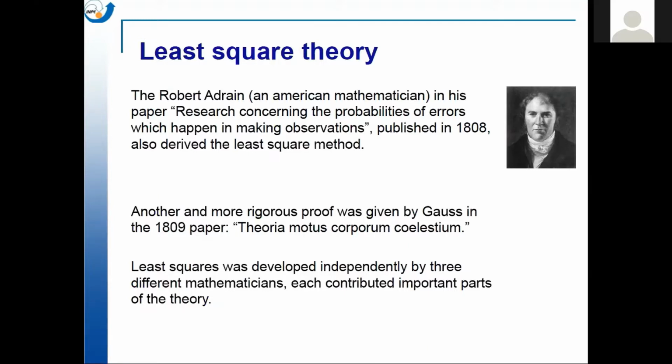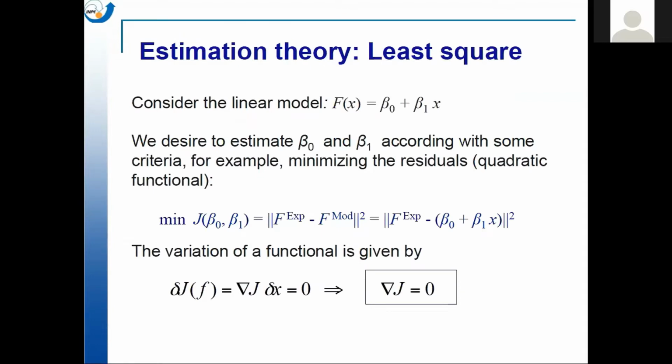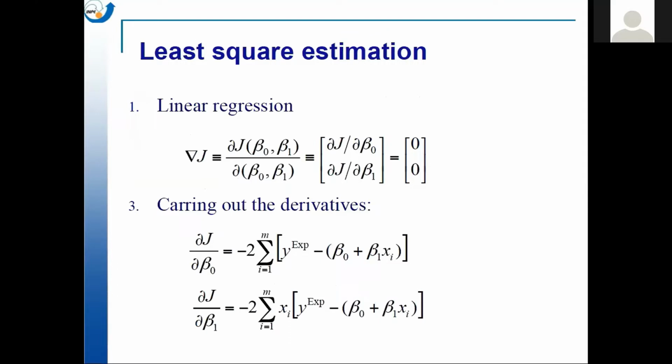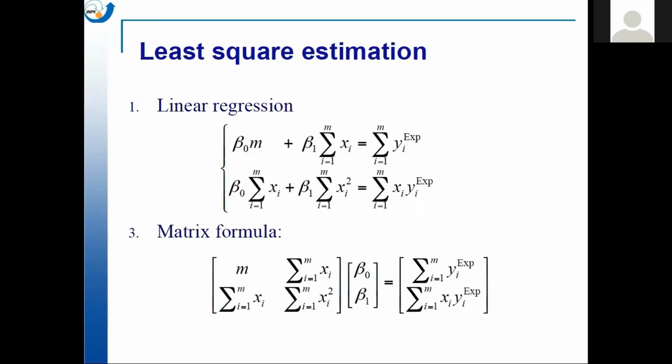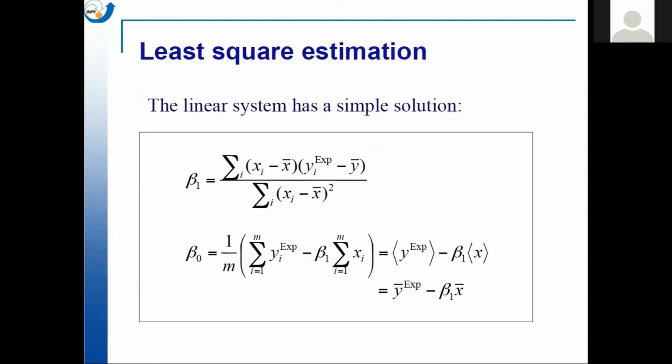And least squares was developed independently by different mathematicians, and each mathematician contributed to different parts of the theory. Okay, and so this is our problem here. Try to identify these parameters and the gradient of this functional. You are going to derive the linear regression equations. You can compute the derivatives and arrive at this set of algebraic equations, put in matrix form. And the idea is, how can I solve this? And then I can identify our two parameters here. Okay, and so this is linear regression in least squares estimation.